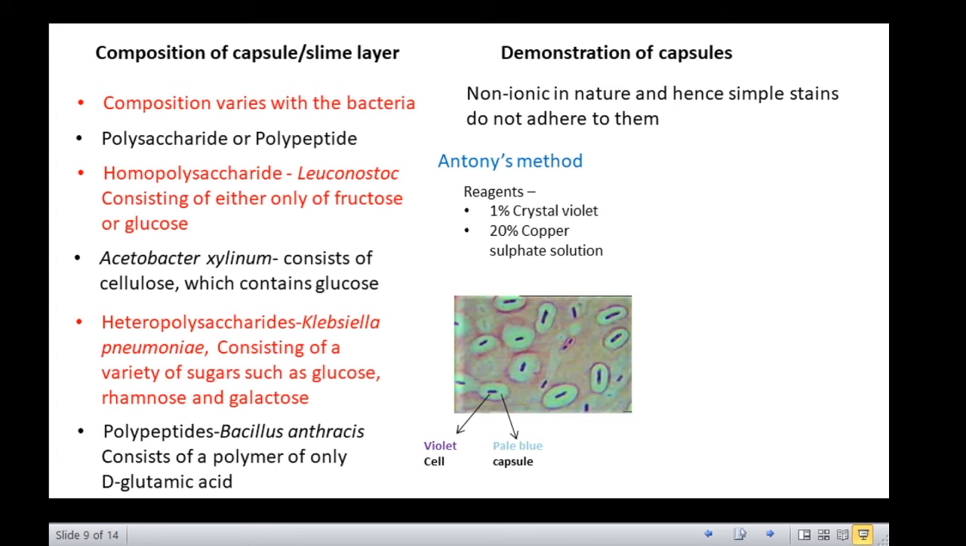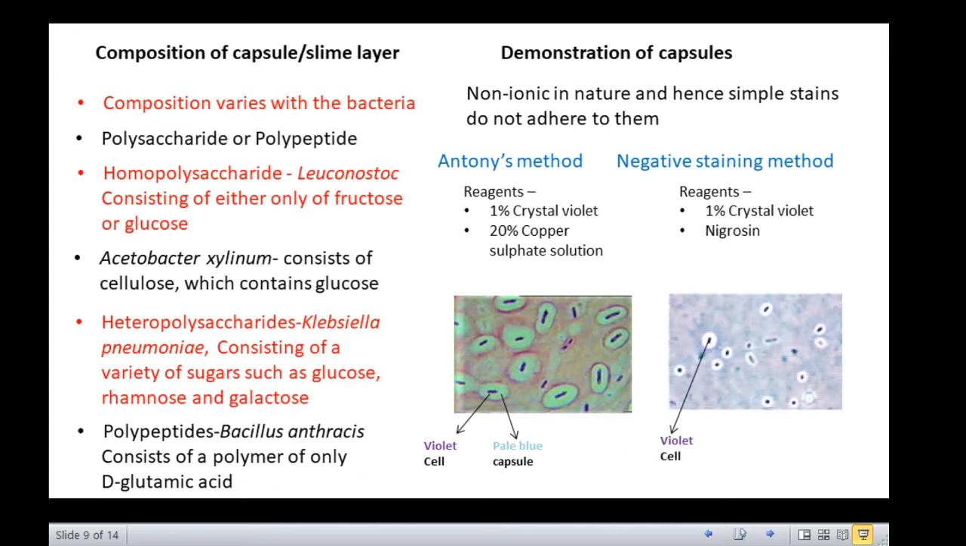Another method is that of negative staining. Capsules are also easily demonstrated by negative staining technique. Due to the non-ionic nature of capsule, as I said, it has very little affinity for the dye. Therefore, when you stain with a basic dye like crystal violet, the cell takes up the stain. On counter-staining with nigrosin, an acidic dye, the background becomes dark. Thus, cells appear violet and capsules colorless against a dark background.